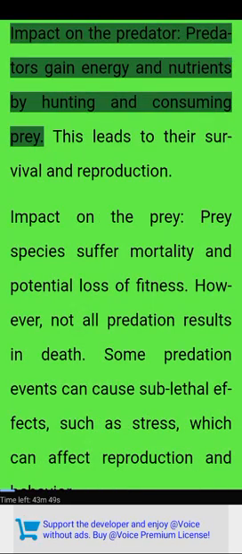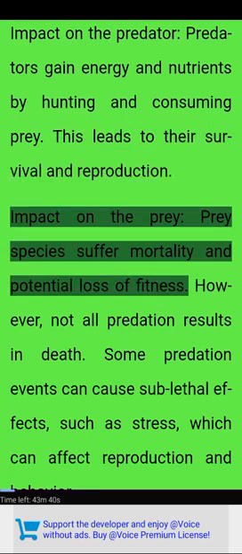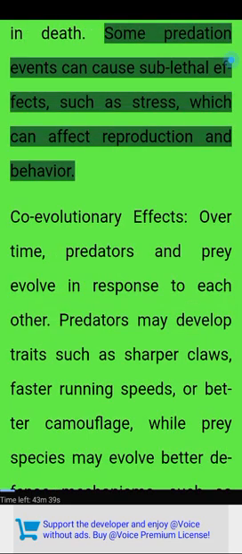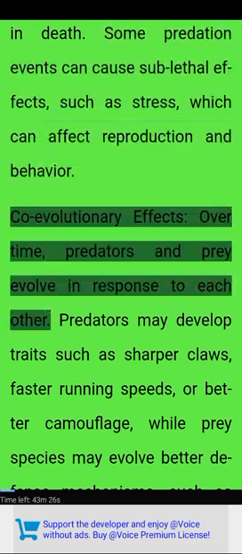Impact on the predator: predators gain energy and nutrients by hunting and consuming prey. This leads to their survival and reproduction. Impact on the prey: prey species suffer mortality and potential loss of fitness. However, not all predation results in death. Some predation events can cause sub-lethal effects, such as stress, which can affect reproduction and behavior.